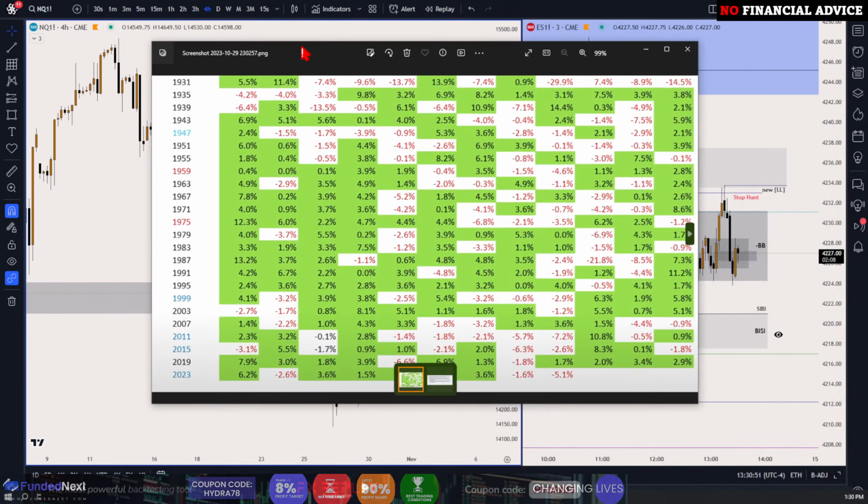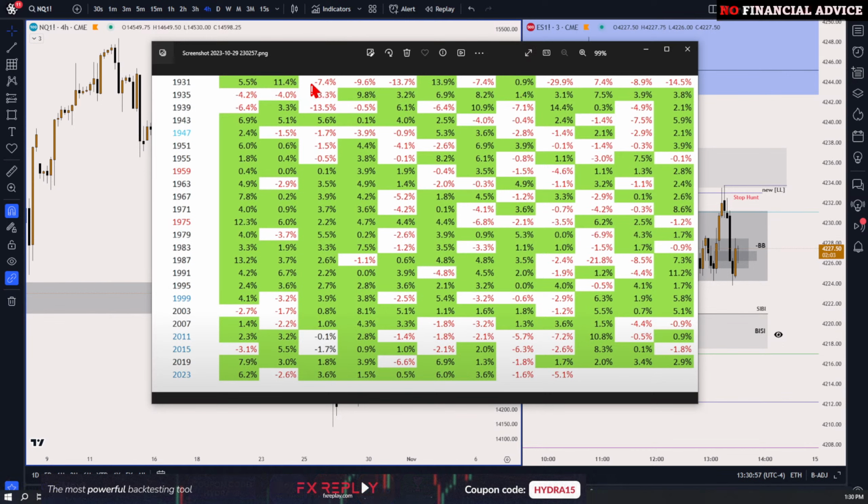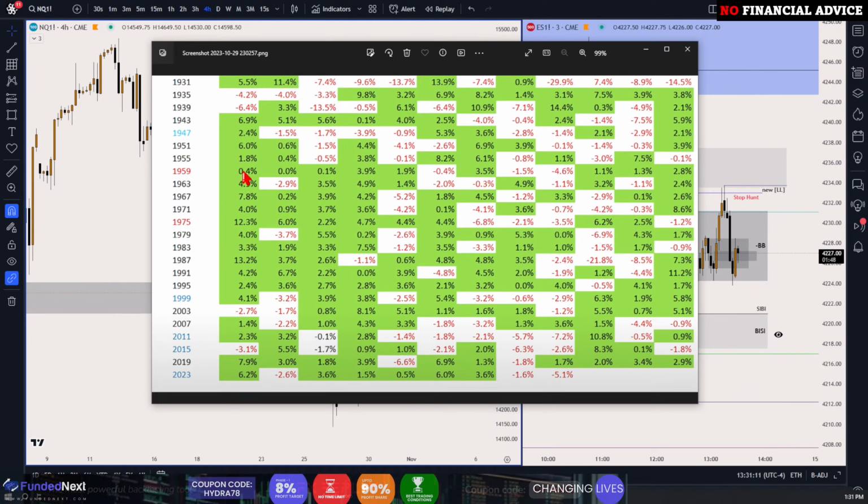So what do you guys see here? This is something that ICT doesn't teach. I got it from retail material, but this works. This is the price behavior month to month on Dow and ES. These are all the years when price was trending bullish in each month: January, February, March, April, May, June, July, August, September, October, November, December. So which month are we trading now? November, right? So look at the trend in November.